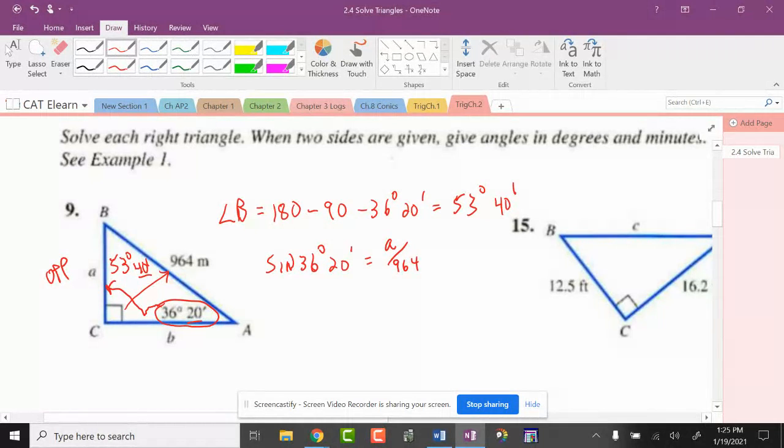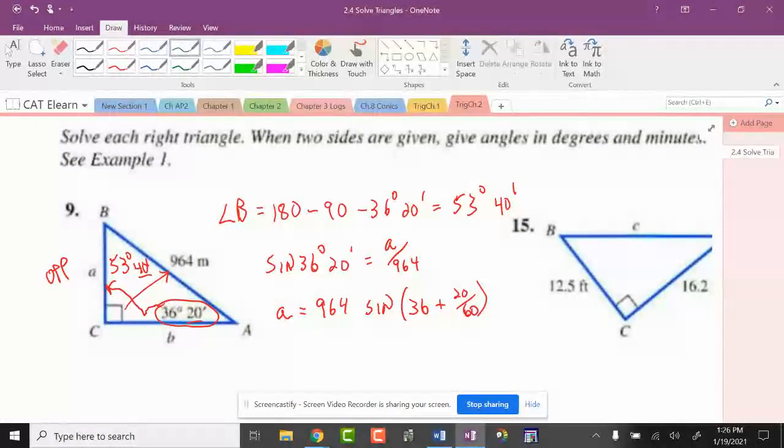Now, when you go to your calculator, remember you're going to multiply both sides by 964. So it's 964 sine, and then this is what you're going to type in your calculator: 36 plus 20 over 60. All right. I can probably show those answers when we're done here.